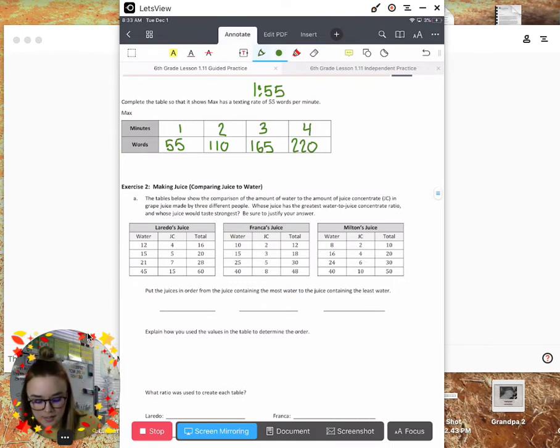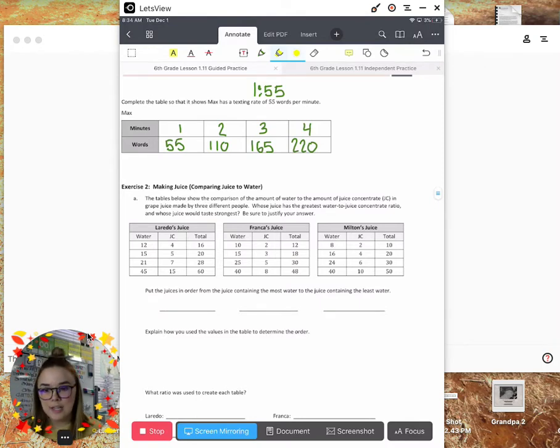So let's take a look at our table. So I see that we have Laredo's juice. So he has 12 to 4, 15 to 5, 21 to 7, and 45 to 15. And Franca's juice, she has 10 to 2, 15 to 3, 25 to 5, and 40 to 8. And Milton's juice, he has 8 to 2, 16 to 4, 24 to 6, and 40 to 10.